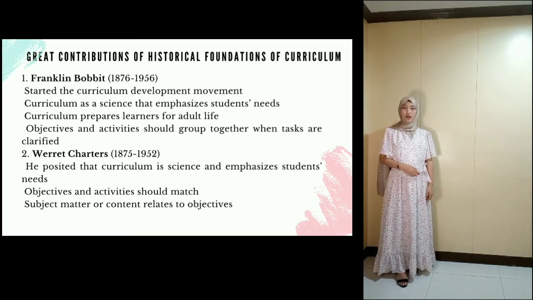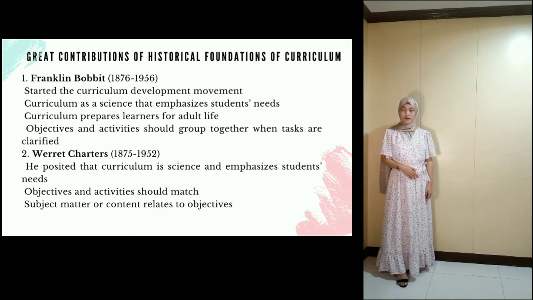Second, we have Werrett Charters in the years 1875 to 1952. He posited that curriculum is science and emphasizes students' needs. The objectives and activities should match, and the subject matter or content relates to objectives.